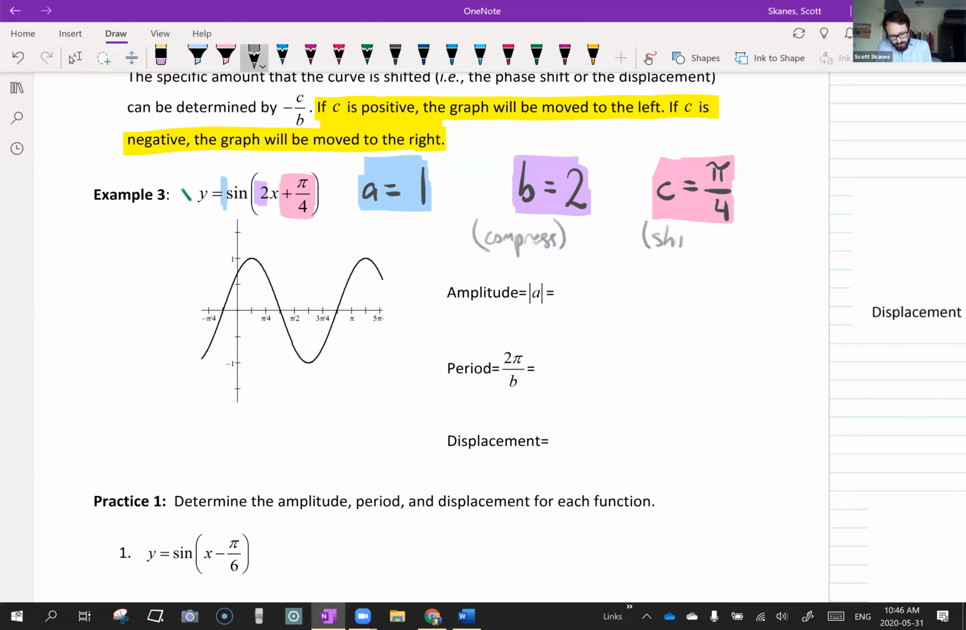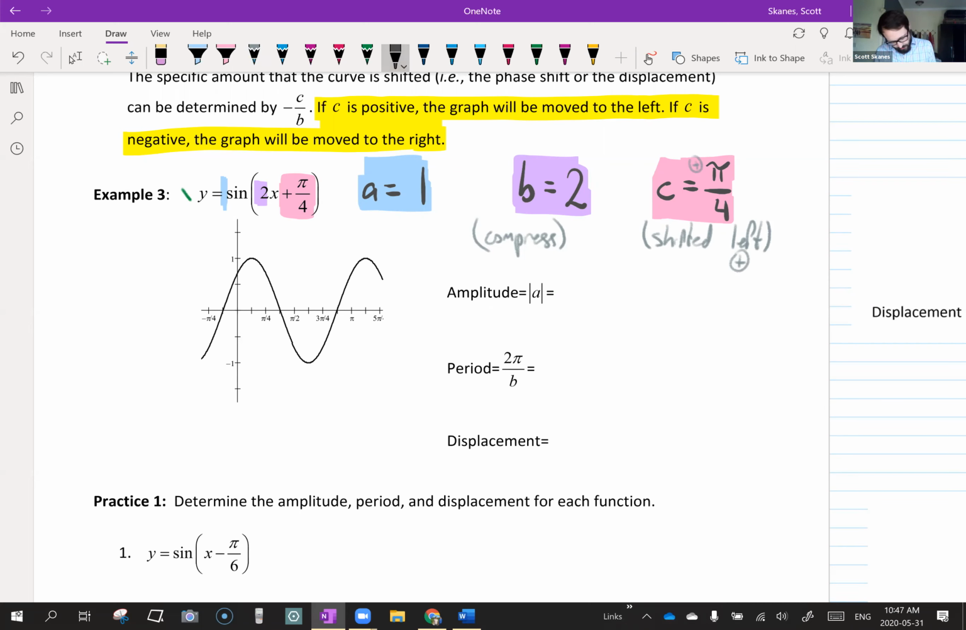C is positive, so it'd actually be shifted left because that C is positive. Got a positive here. Okay. So you don't need to write all that out when I ask you these questions, but it is important to at least have some idea what we're talking about.